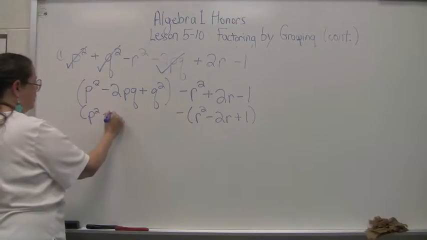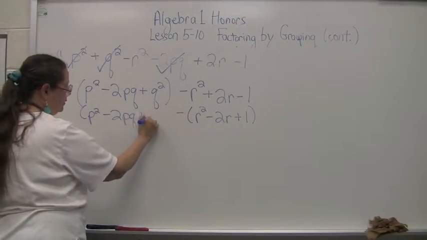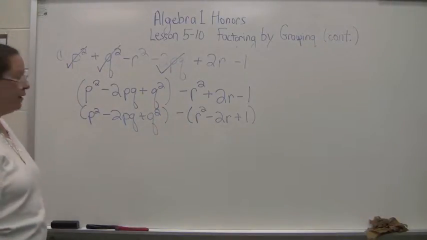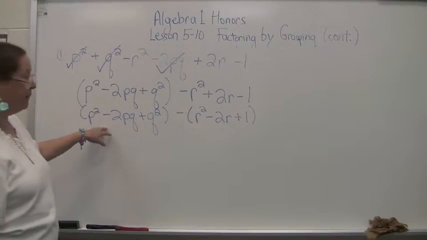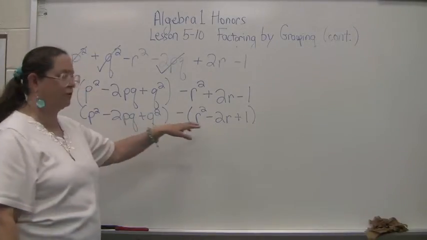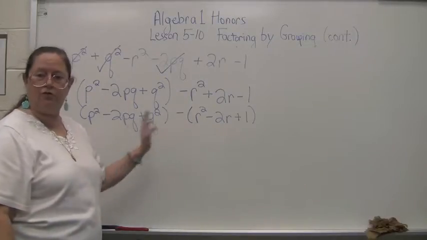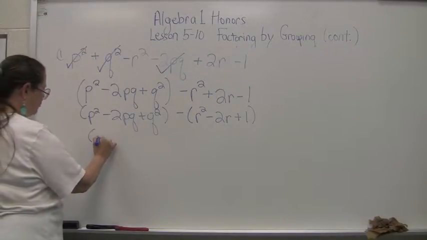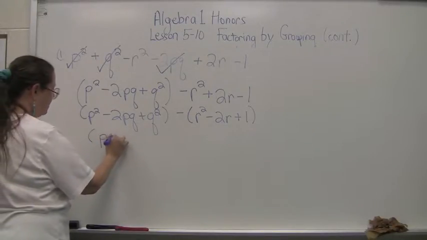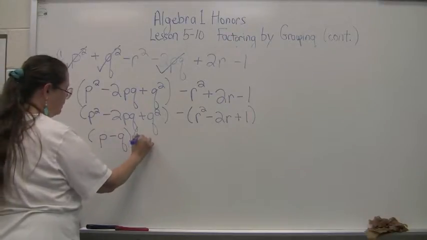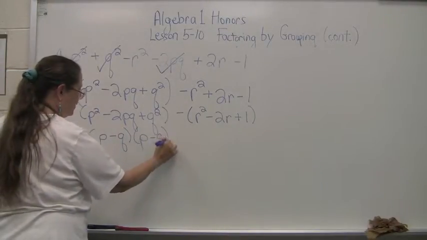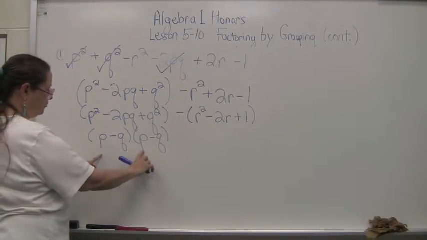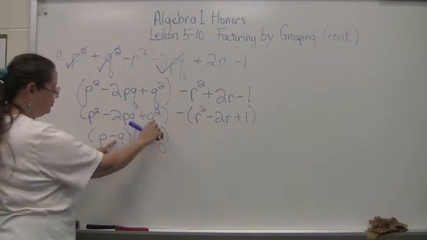We have p squared minus 2pq plus q squared minus another trinomial there. Now hopefully you can see that by grouping this way, we have two trinomials, and we can factor each one independently. This one, let's see, factors into p minus q times p minus q, right? Because we get p squared minus 1pq minus 2pq plus q squared.